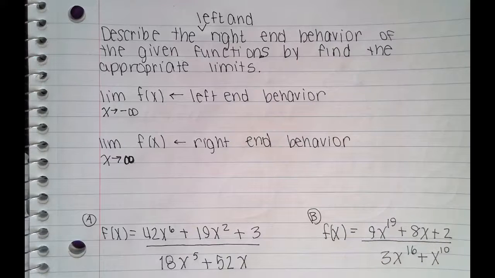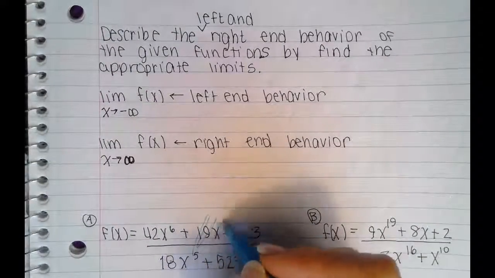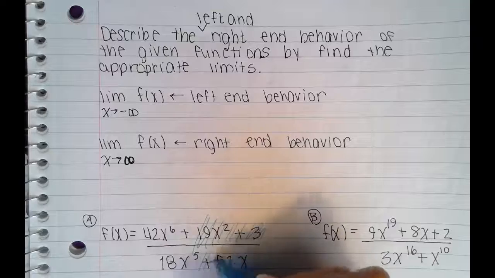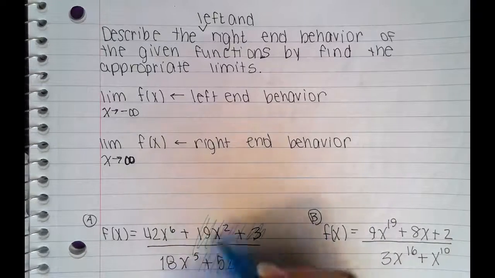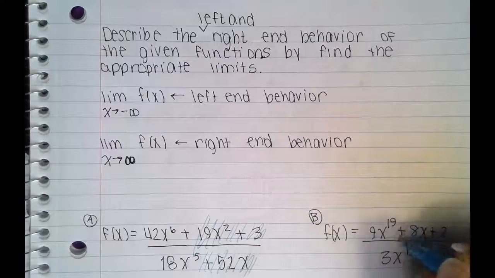So on that note, describe the left and right end behavior of the given functions by the appropriate limits. So this is exactly what I just said. The limit as x approaches negative infinity of f of x will really give you your left end behavior, and your limit as x approaches positive infinity of f of x really gives you your right end behavior. So in either case, what we're going to do is ignore everything on top and bottom. Now, every professor might show you a different way to do this, so I'm just showing you for now my quickest little shortcut for this.